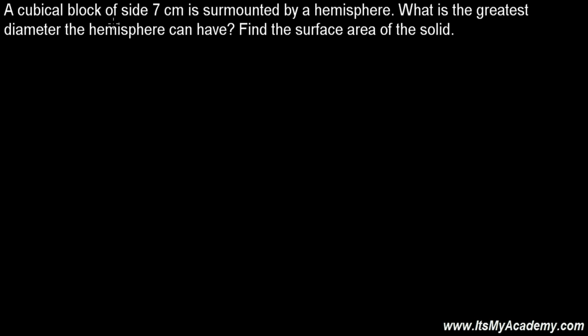A cubical block of size 7 centimeter. It means length is 7, breadth is 7, and height is 7 of that cube, which is surmounted by a hemisphere. So over that cube we have a hemisphere. What is the greatest diameter the hemisphere can have? What is the maximum diameter that a hemisphere can have if we are going to surmount it over a cube having side 7 centimeter?